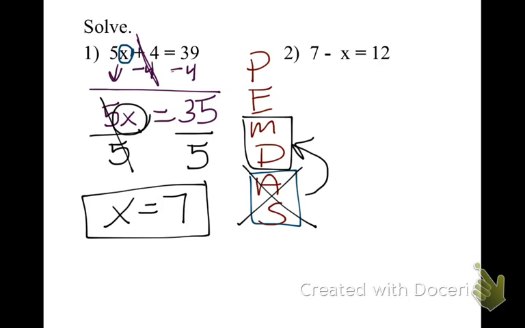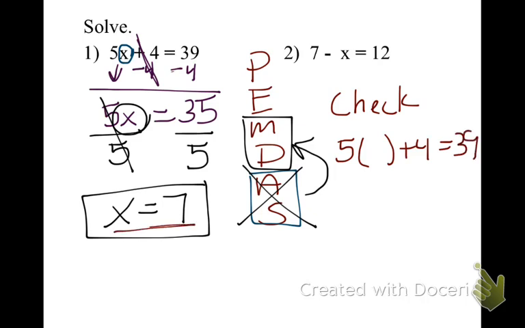Now let's say you're not sure. One way of checking to make sure you have the right answer is to check it. Well, how do I check it? You're going to take this answer and plug it back in. So my original equation was 5 times x plus 4 is equal to 39. Well, I'm saying that x is equal to 7. So I'm going to plug it in right over there. So I go ahead and plug in my 7.